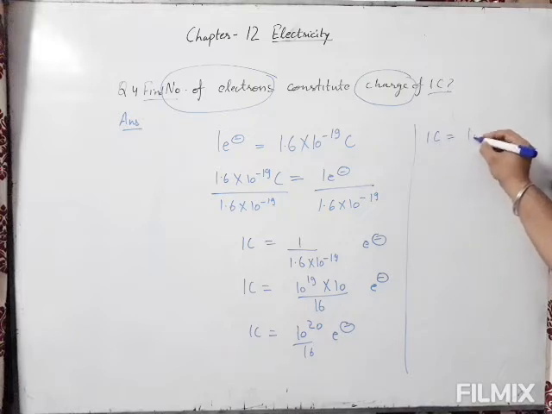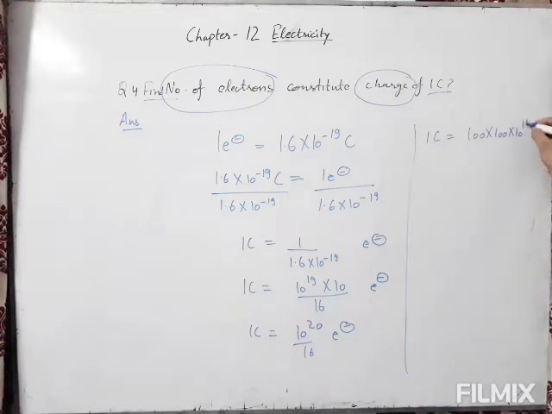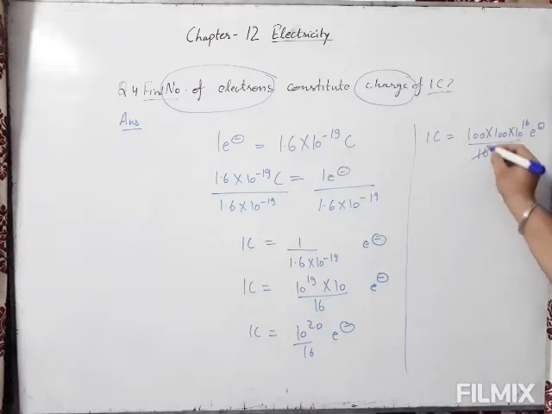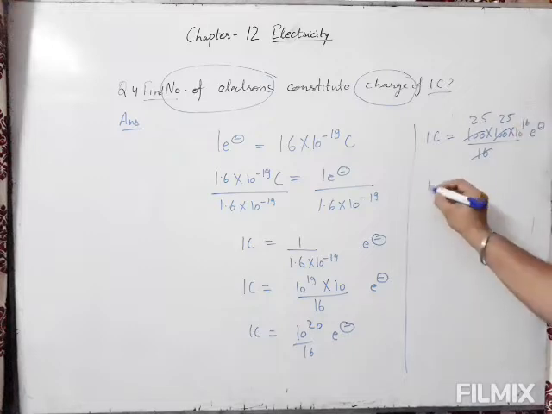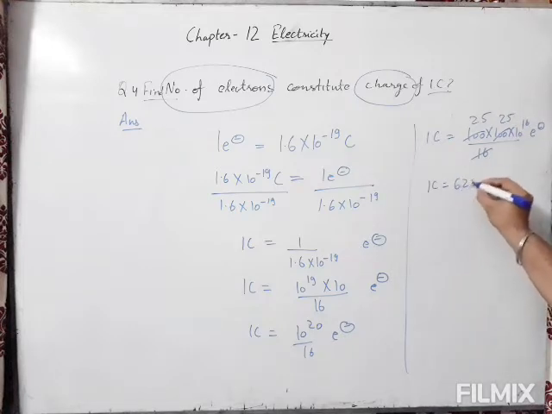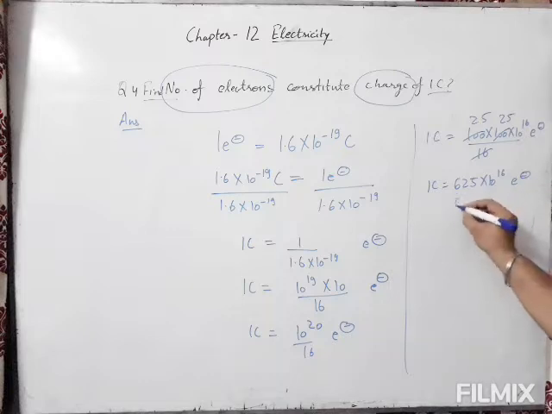Further solving it, 1 C can be written as 100 into 100 into 10 to the power 16 electrons upon 16. So cancelling the 4's table, it will be 1 coulomb equal to 625 into 10 to the power 16 electrons, or you can write it as 6.25 into 10 to the power 18 electrons.